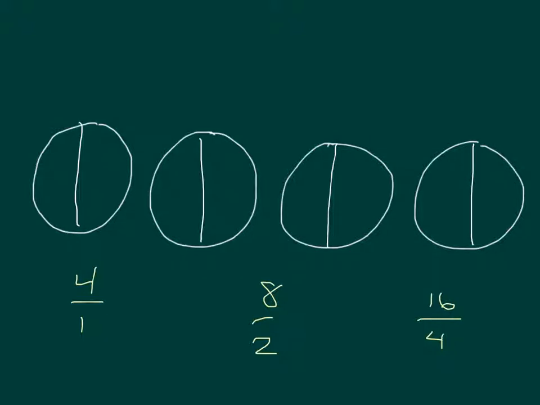You might have also written 16/4. What that tells me is that the circles were split into 4 pieces each. And once all of those pieces were colored in, it gave you a total of 16/4.